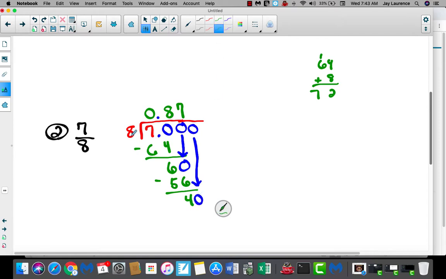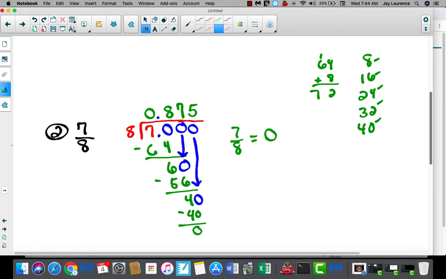Okay. How many times does 8 go into 40? You know, I'm not sure. Let's see, 8, 16, I'm counting by eights, right? 24, 32, 40. Oh, cool. 1, 2, 3, 4, 5. So 5 eighths fit into 40. When I subtract, I have no remainder. All right, so 7 eighths is the decimal 0 and 875 one-thousandths.